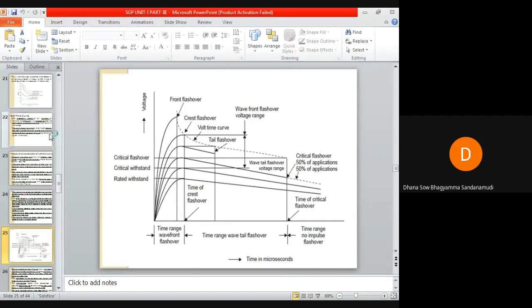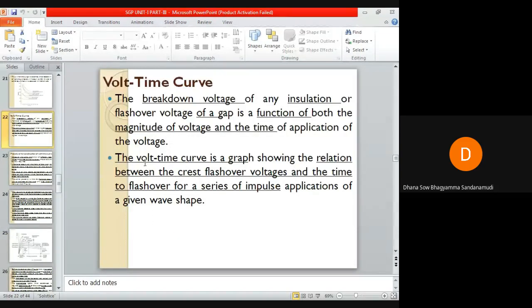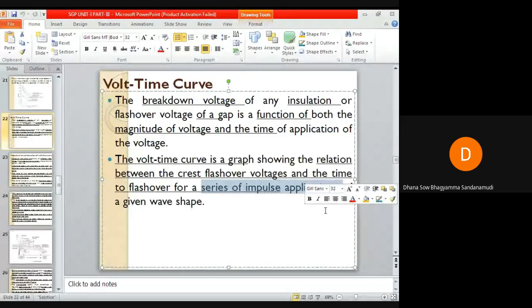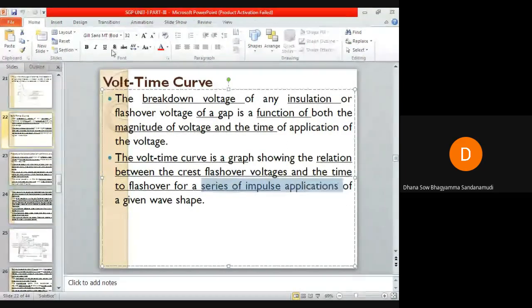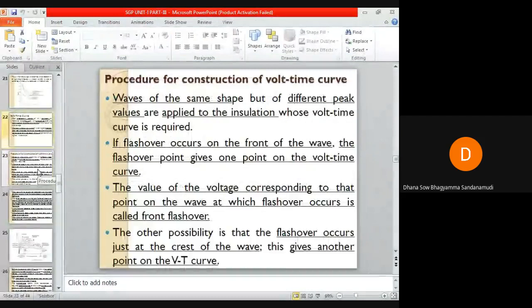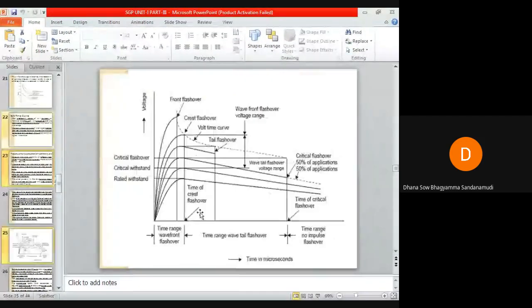So the volt-time curve is a graph which shows the relation between the crest, or peak, of the flashover voltage and the time to flashover for a series of impulse applications. Now, to plot the volt-time curve, we are going to apply some n number of impulse waveforms of different peak values. Let us see how to plot this volt-time curve. So this is the volt-time curve. Let us see how to plot it.